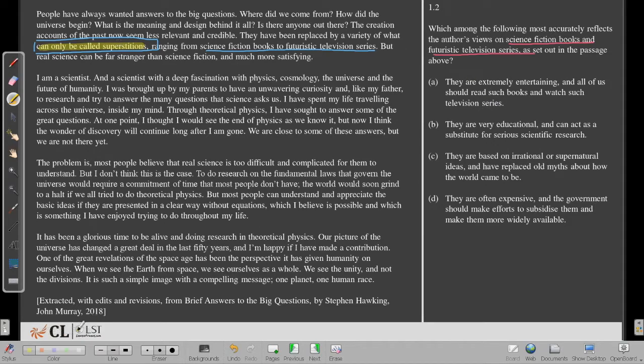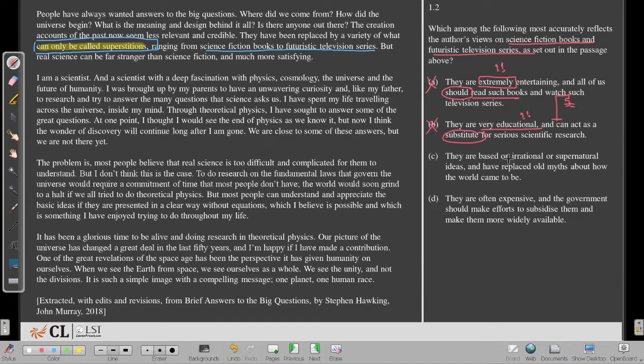Let's look at it. "Is extremely entertaining." So first of all, you had this word, extremely entertaining. The author never claims that, and that all of us should read such books. Nothing of the sort is mentioned, that we should read such books. The author does not mention "They are very educational." Nor does the author mention they can act as a substitute. Again, this is a suicide option, because the author has said that real science is actually far stranger and more satisfying.